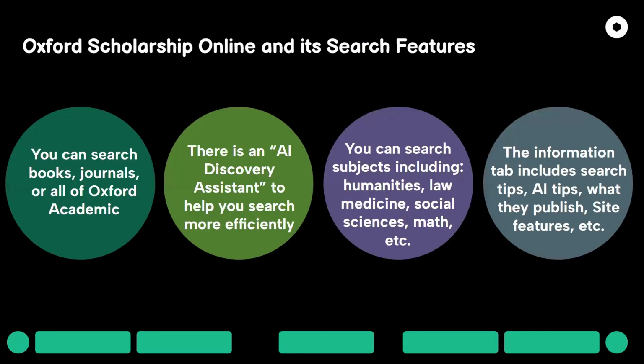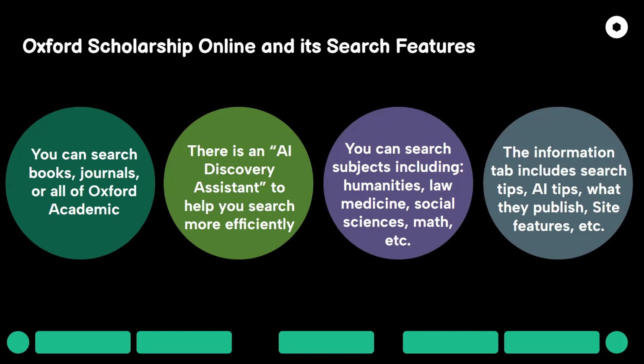Now, Oxford Scholarship Online has a lot of search features, and it has a few that I think are kind of unique and a little bit ahead of the game technologically. So, first, you can search books, journals, or all of the Oxford academic records at once. For our mock search, I did use the journal feature. There's also an AI discovery assistant that you can use to help you search more efficiently.